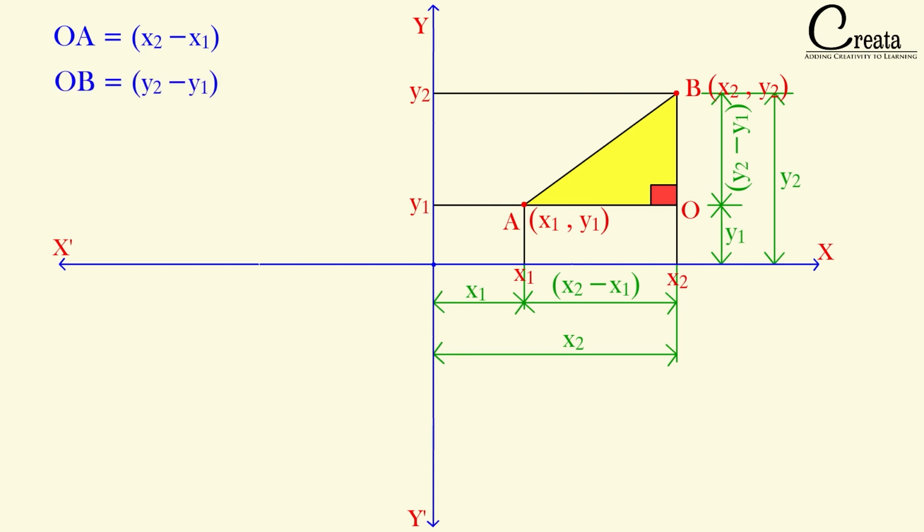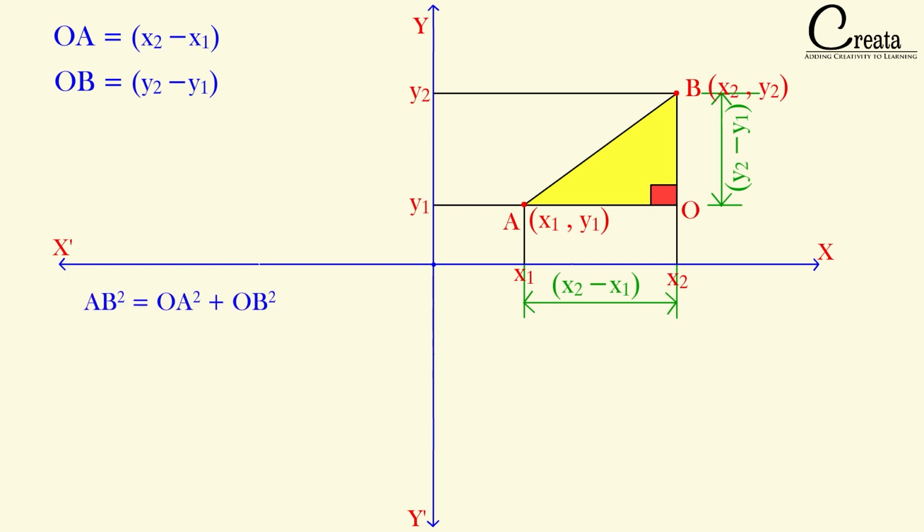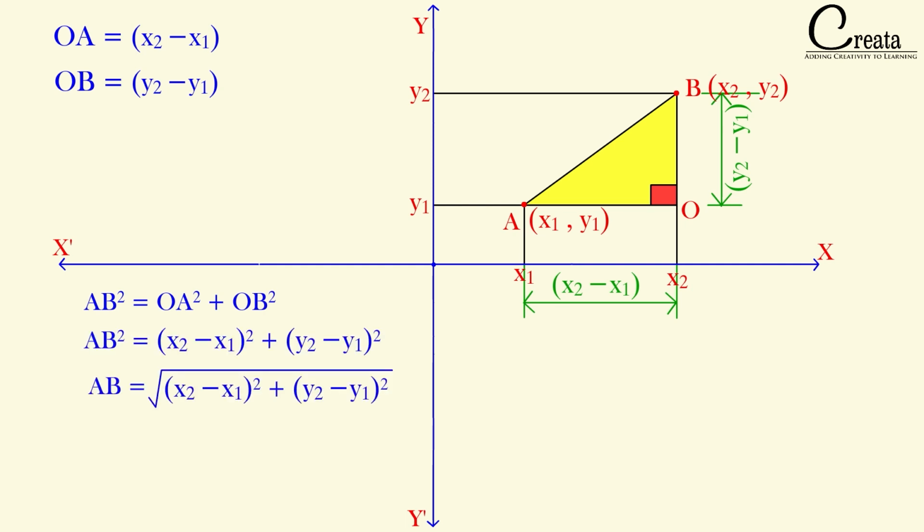So we got OA is equal to x2 minus x1 and OB is equal to y2 minus y1. And we have to calculate the distance AB. We got two legs of the triangle. Let's apply the Pythagoras. So we got AB square is equal to OA square plus OB square. Let's put the value. On putting the value and solving, we got AB is equal to root of (x2 minus x1) square plus (y2 minus y1) square.